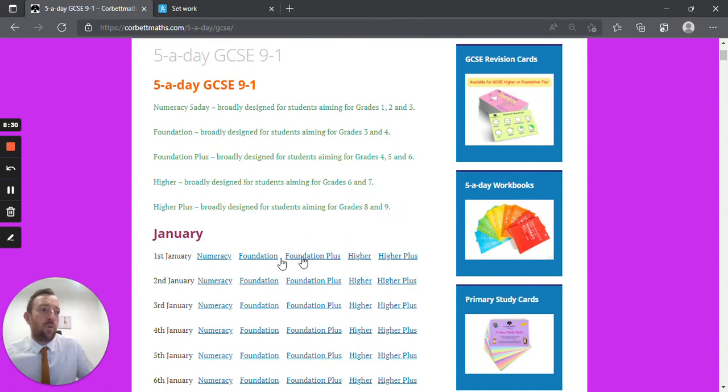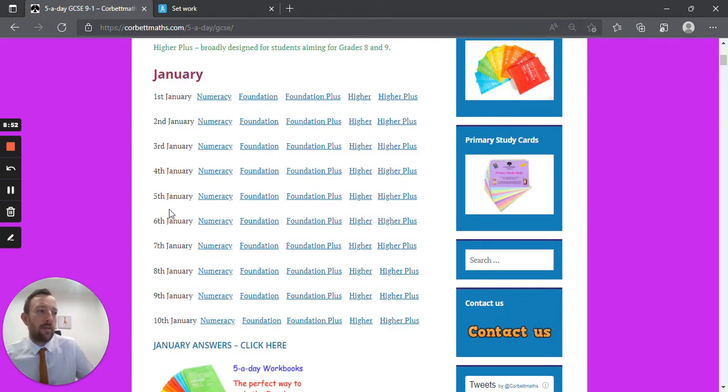So there's different ones based on ability. The numeracy ones are for grades 1, 2 and 3. The foundation ones are aimed at grades 3 to 4. Foundation plus is 4, 5, 6. The higher ones are for the higher only tier, which is grades 6 and 7. And the higher plus are for the real top end at grades 8 and 9. And there's one for every single day of the year.